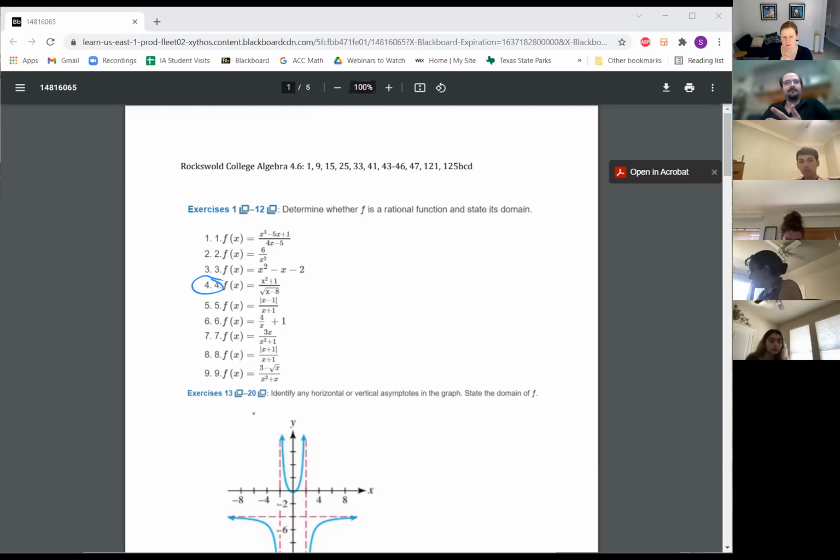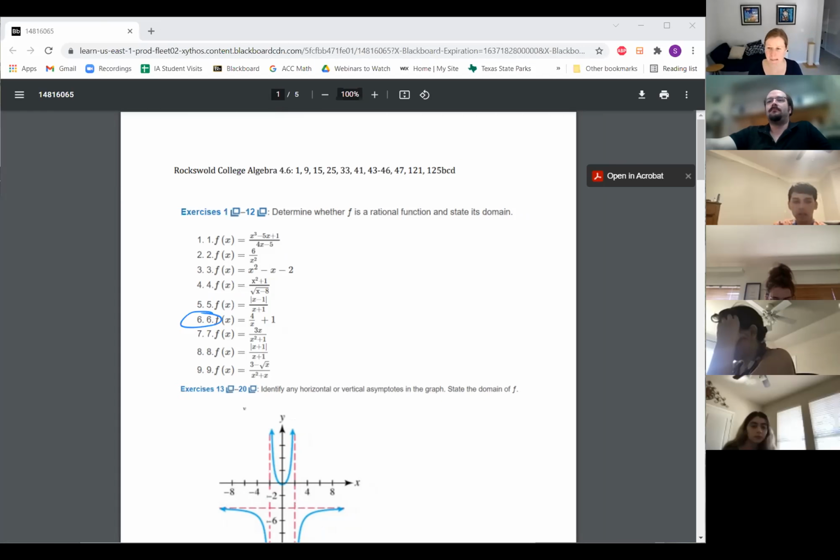And yes, it is rational. Okay, number 3 is rational. I'm worried that only 2 or 3 people are answering. Number 4, rational or irrational? Irrational. What makes it irrational? That square root. Yeah, that makes it not a rational function. Okay. All right, number 5, rational or irrational? Irrational. Okay. What makes it irrational? The absolute value. Okay.